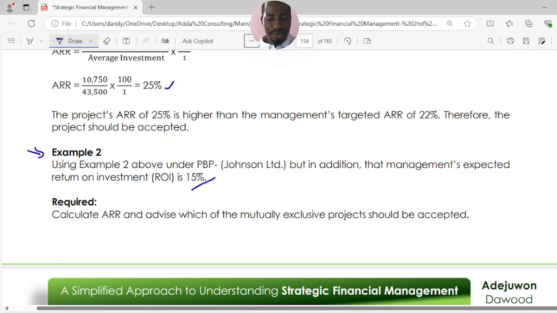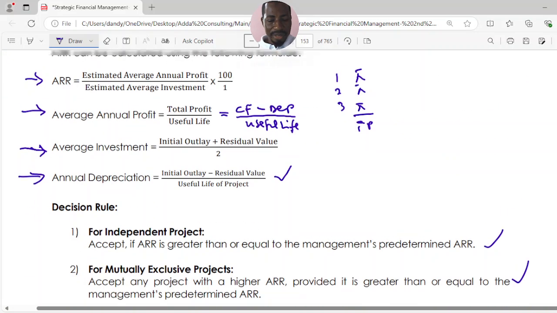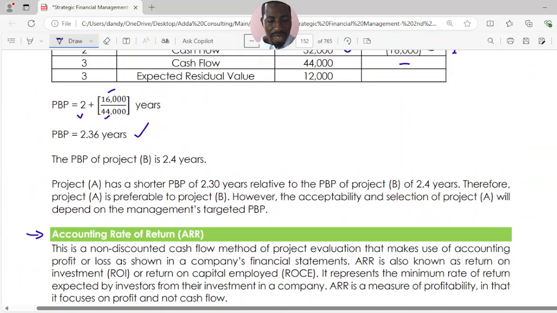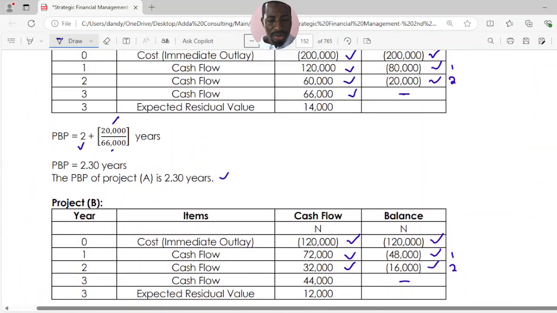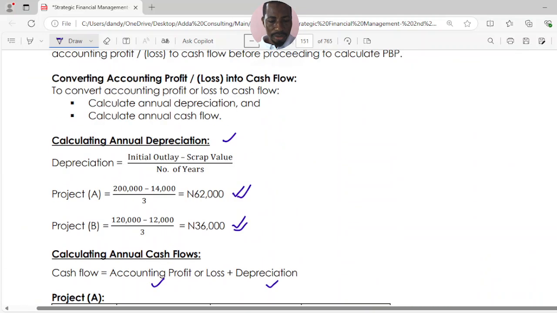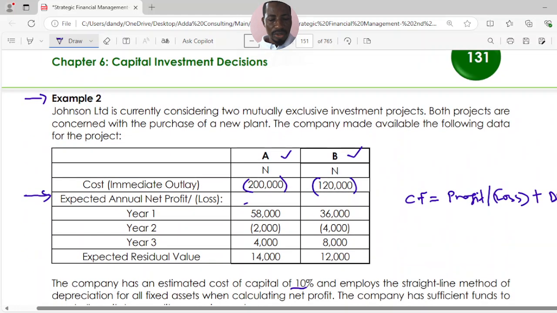What is the question for Johnson? Let's go and check the question on Johnson. So examiner is asking us, we are referred to the Johnson question under payback period. Where is the Johnson question? Yes, this is the question on Johnson. Look at, this is the question on Johnson. All right. This example number 2 is the question on Johnson.